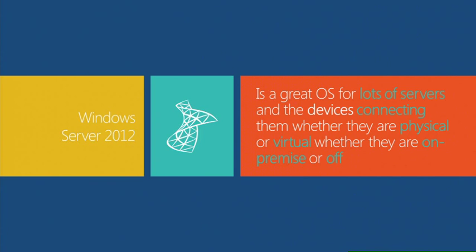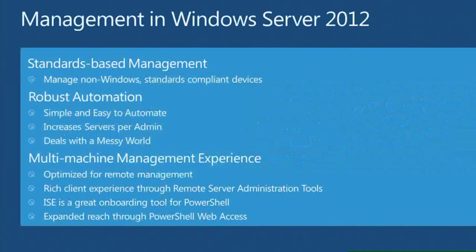Okay. So again, everything that you've seen today starts from this basic premise. The basic premise is that we've changed our identity. We've changed who we are and what problems we're trying to solve. We are now trying to be a cloud OS, a great OS for lots of servers and the devices that connect those servers, whether they're physical, virtual, on-premises or off. That means the servers, the networking, the storage, everything necessary to bring a data center as a compute platform.